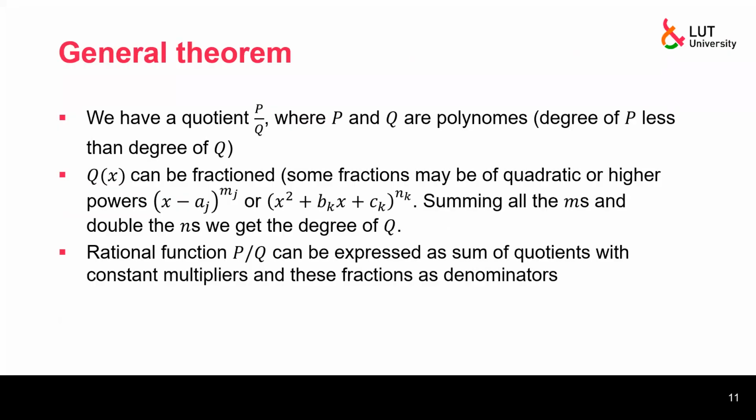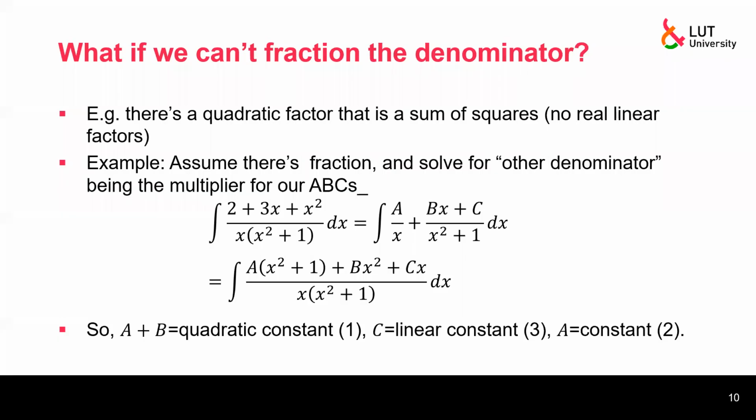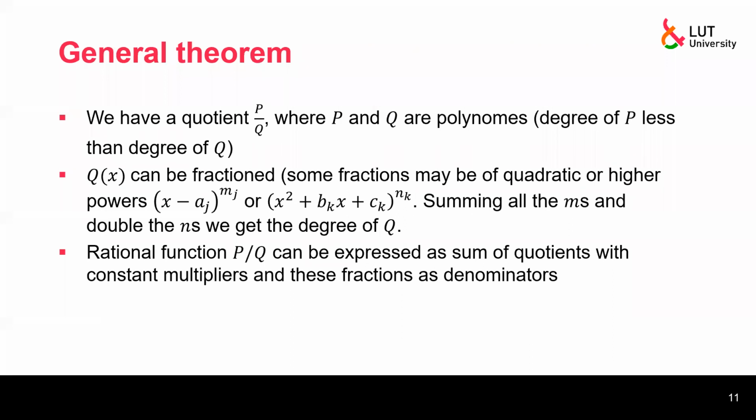So the general theorem is that we have some quotient p over q, where p and q are polynomials, where the degree of p is smaller than the degree of q. We assume that q(x) can be factored, and in some cases we may have quadratic or higher factors. So ideally we have only those x minus a's, but we may also have these x squared terms appearing here. So we may have also fractions of this form.